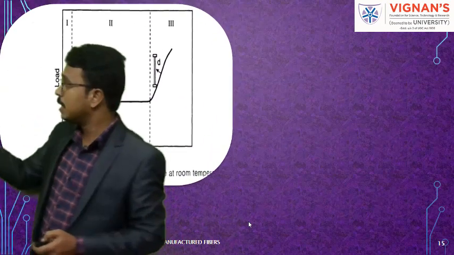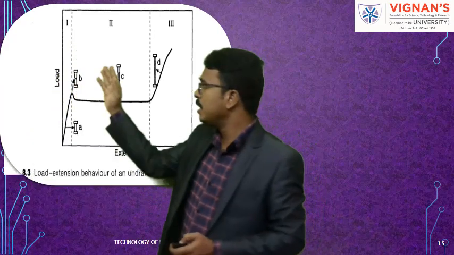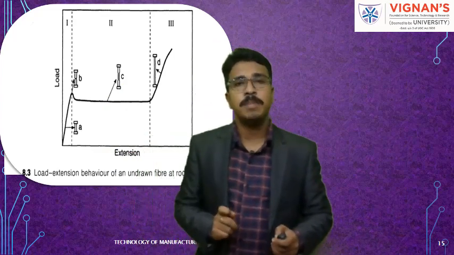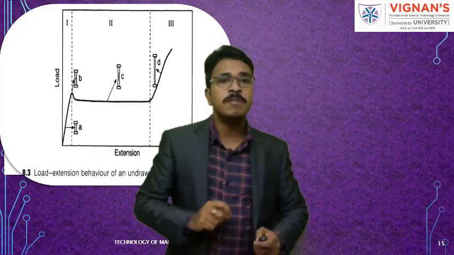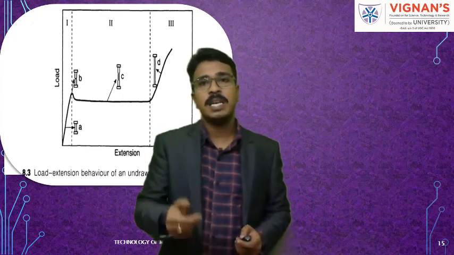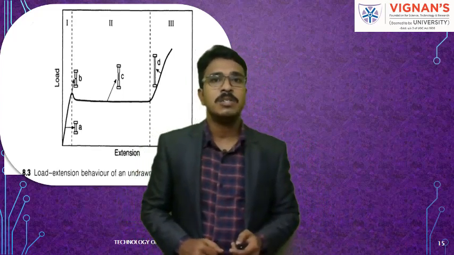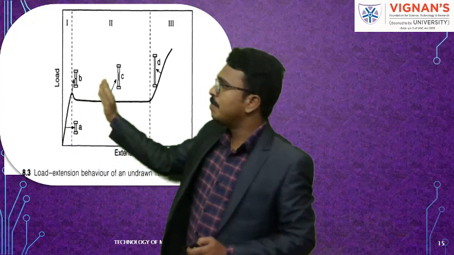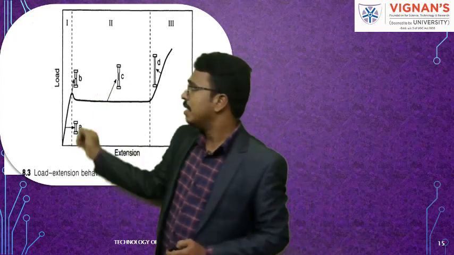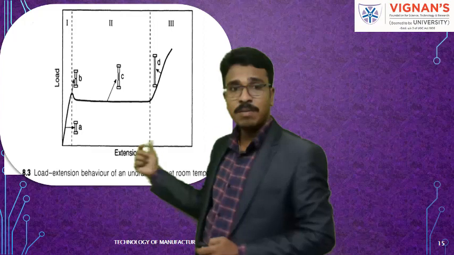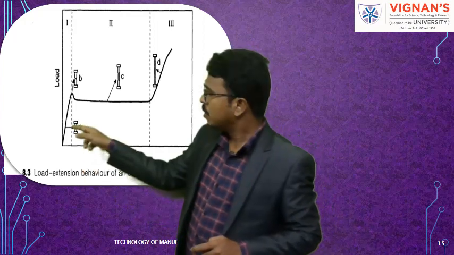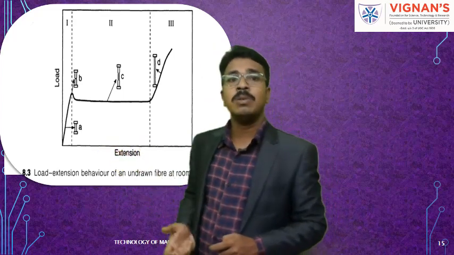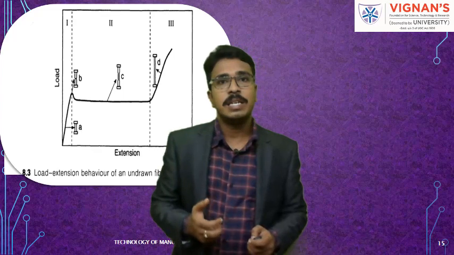Now you can see here, where you can easily understand the load extension behavior of an undrawn fiber at room temperature. For example, take nylon. Nylon is drawn at more or less room temperature only. If you look at this image carefully, on the y-axis we have load and on the x-axis we have extension. Depending upon the amount of load we apply, the filament tries to extend.